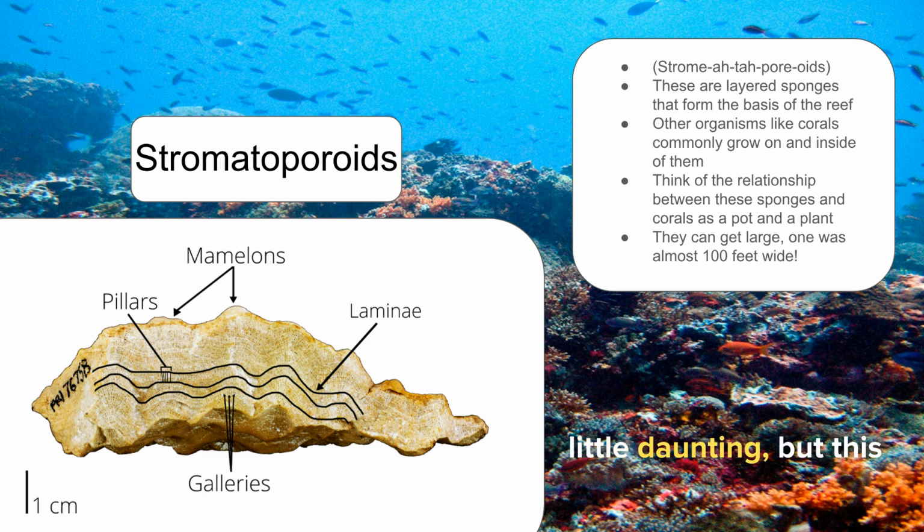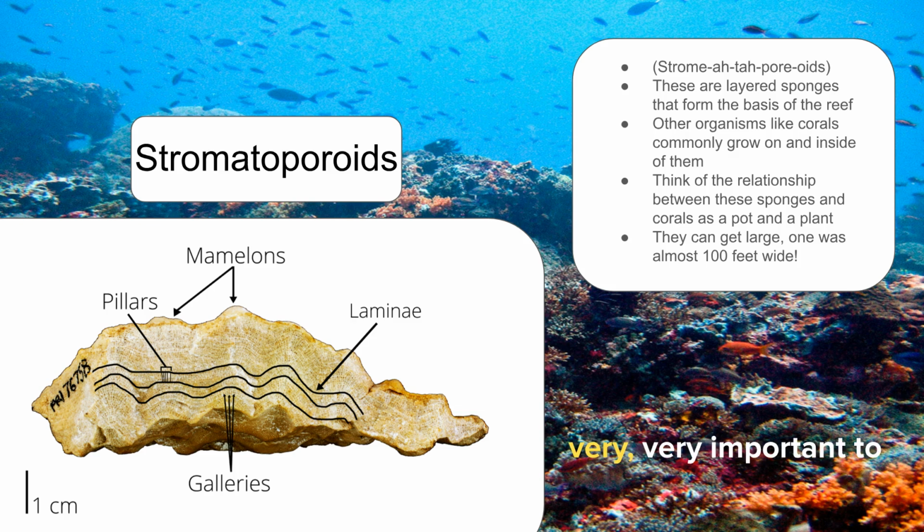Okay, so this name is a little daunting, but this is called a stromatoporoid. There's a pronunciation guide up there for you in the top right. But these are layered sponges. They have these very distinct layers on them. So actually, the sponge is only really in that top layer that you see. Everything else is dead below that. But you can kind of think of these guys as the pot to the plant. So it's the stromatoporoid to the coral, right?